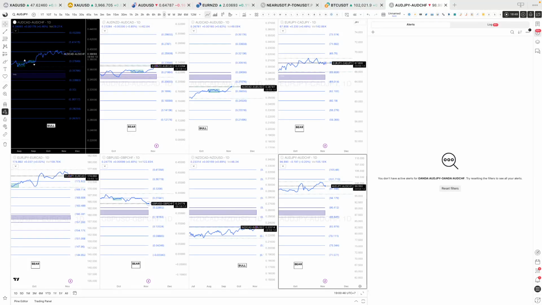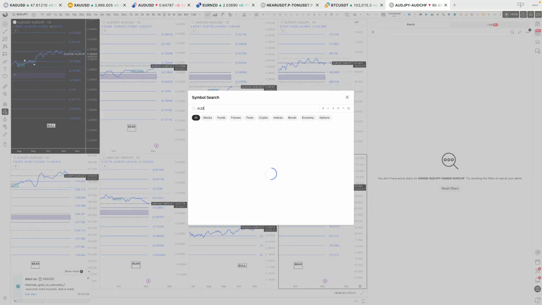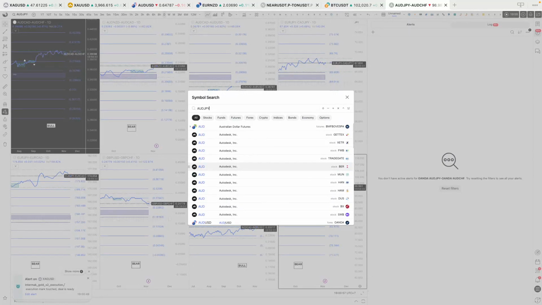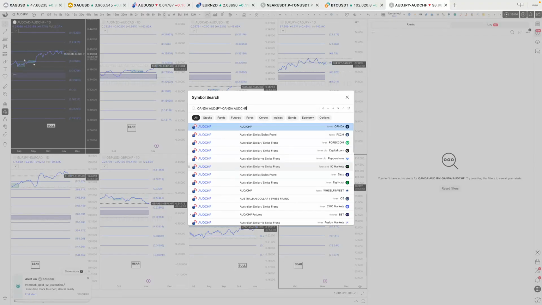Let me go back and check this other chart to make sure that I have it right. Yen flat, Aussie dollar Swiss. This is the last one. All right, so really it should be AUD JPY minus AUD Swiss. Let's try that.